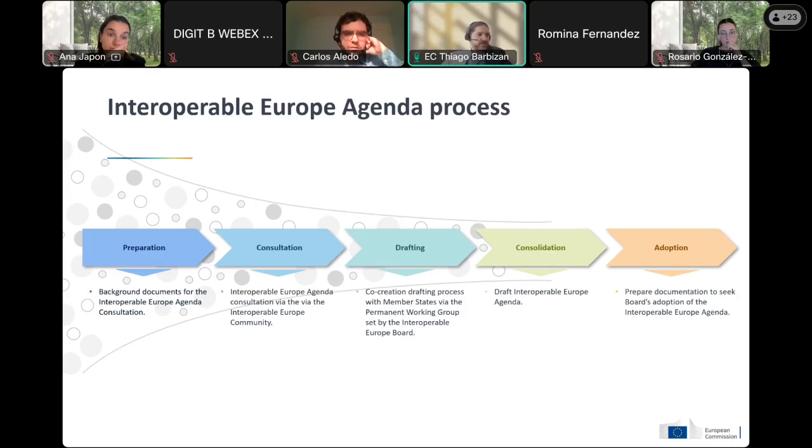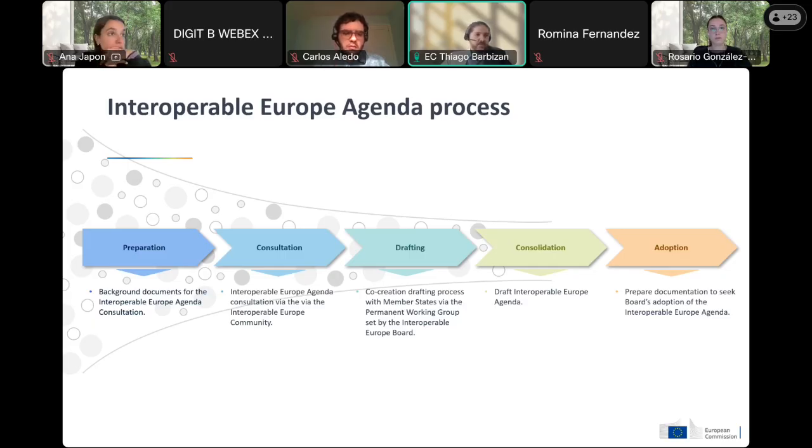So we followed a first phase on preparation, preparing background documents for the agenda consultation. And this is all done with members of the permanent working group, which is set up by representatives of the different member states. Then after preparing the consultation, this is launched via the portal and the Interoperable Europe Community, as Ify explained in her introduction. After getting this input from all different stakeholders, we go into a drafting phase.